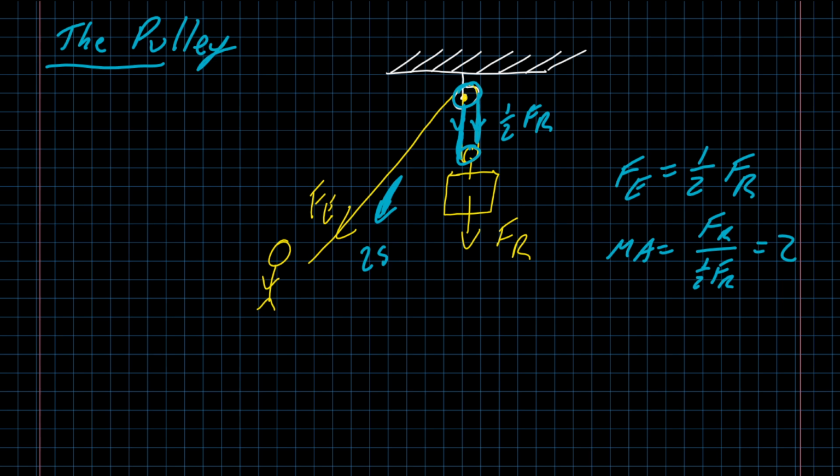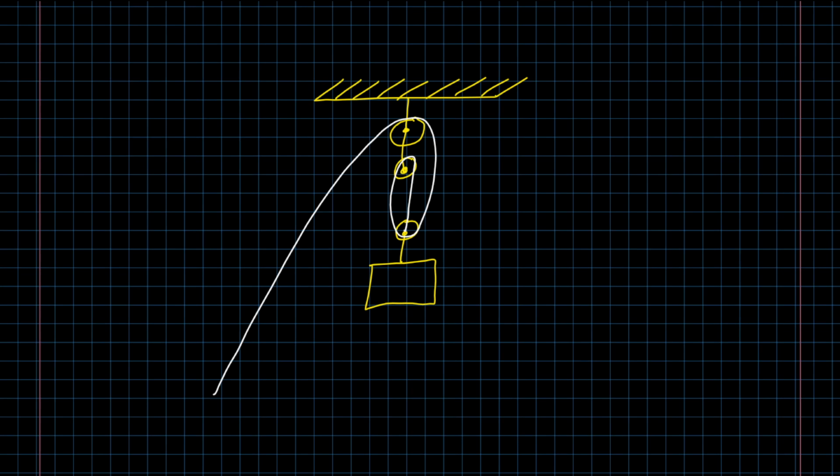And the mechanical advantage in this case is 2. We can get even more complicated. Here I have several pulleys, 2 pulleys attached to the ceiling and 1 pulley attached to the object. The interesting thing that happens here is that the more pulleys you have, the more strands you have that are supporting the weight of the load.